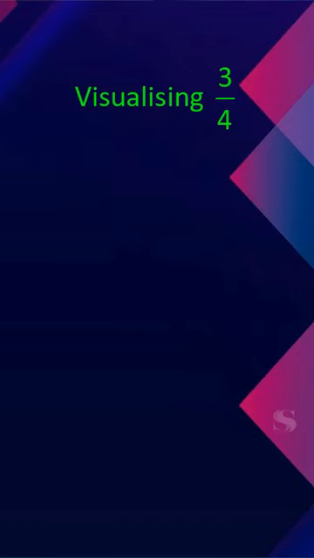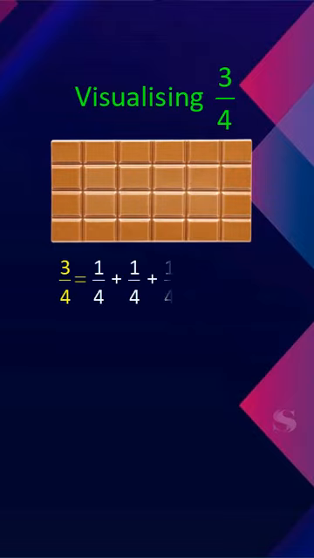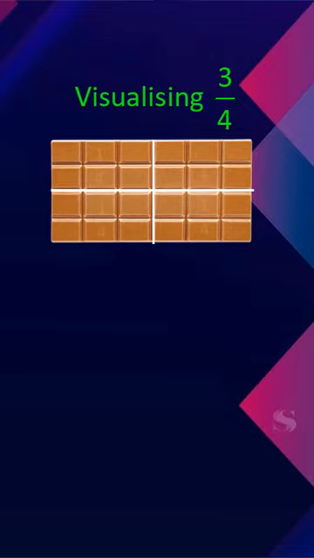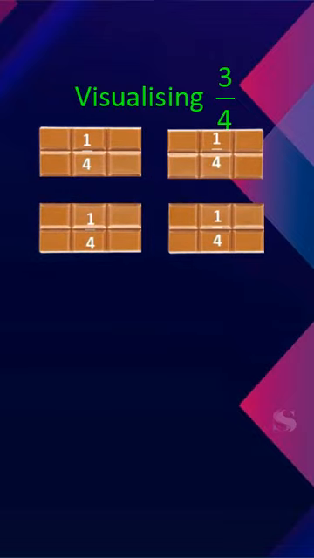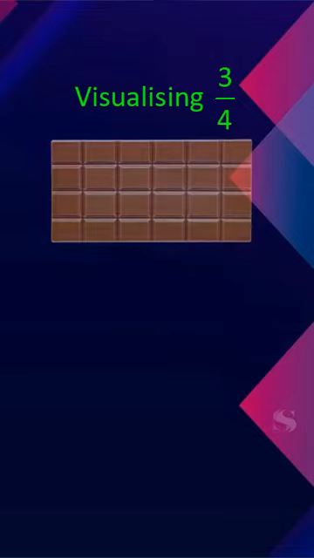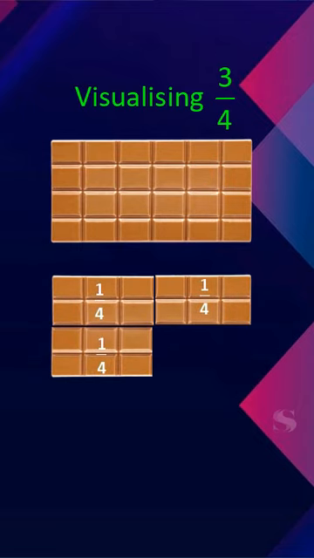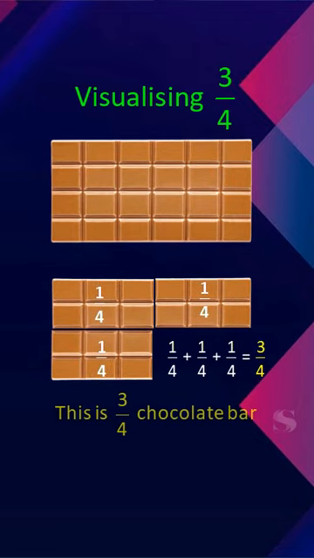Let us visualize 3 by 4 as a fraction using a chocolate bar. We know 3 by 4 means 3 of 1/4, or 3 of 1 by 4 each. And 1/4 means one of the 4 equal parts of 1. That is, if 1 is 1 chocolate bar, as in the picture, then 3 of the 1/4 of the chocolate bar will make 3/4.